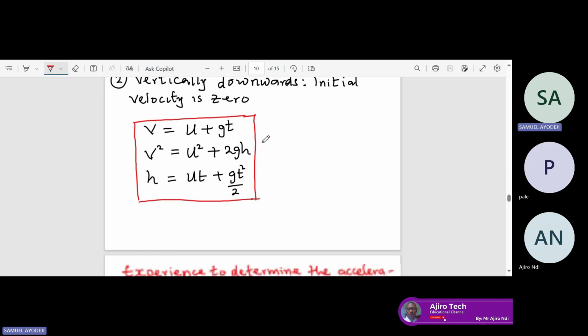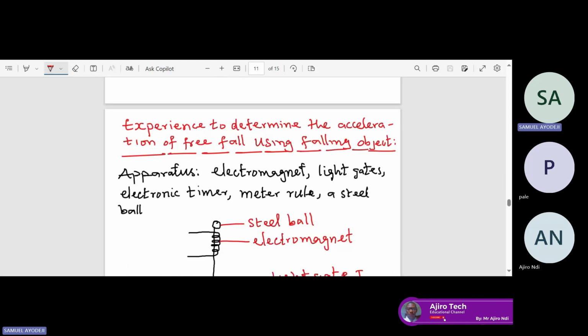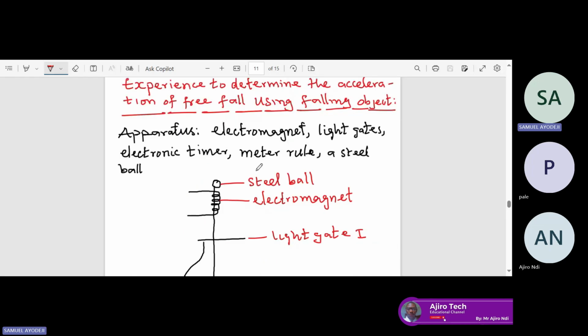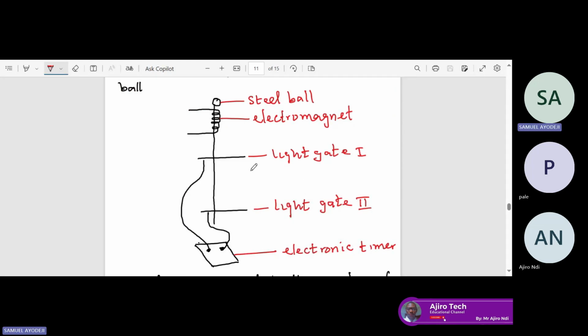Okay. This is an experiment to determine the value of g. How to determine the value of g? This level says we should teach students the experiment to determine g. What's the apparatus? We have an electromagnet, light gates, an electronic timer, a meter rule, and a steel ball. A little bit of sketch: you have a steel ball, this represents my electromagnet, this is called a light gate. I use light gate one and light gate two.